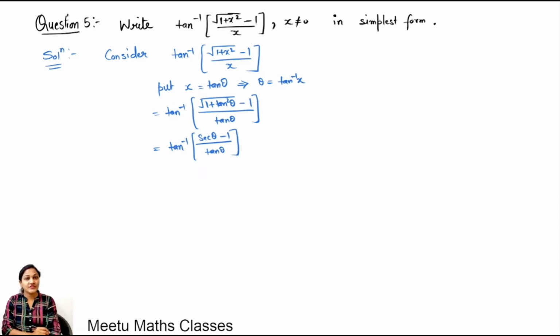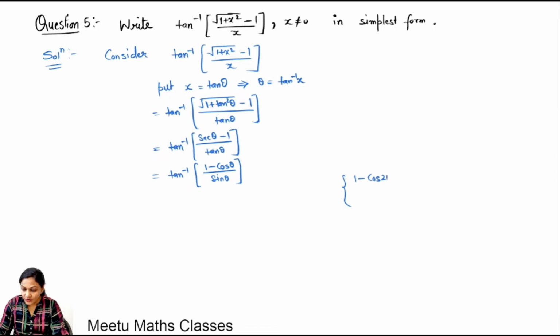Now changing sec theta and tan theta into sine and cosine, we can write sec as 1 upon cos, tan as sine upon cos. It will come 1 minus cos theta upon sine theta. Now we know two half angle formulas. 1 minus cos 2a can be written as 2 sine square a, and sine 2a can be written as 2 sine a cos a. These are the two half angle formulas.